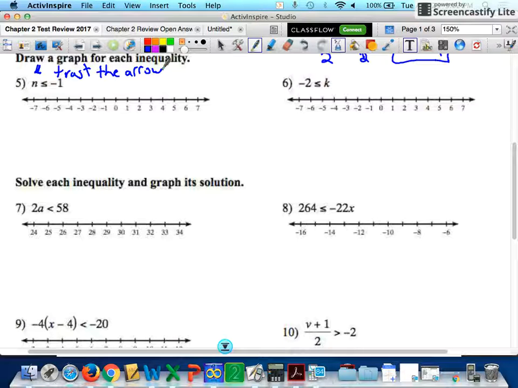Okay, what that means is I go over here to -1. I know I need a filled in dot because this has an or equal to sign. So I give myself a filled in dot, and then whichever way that arrow pointed, I shade that direction.